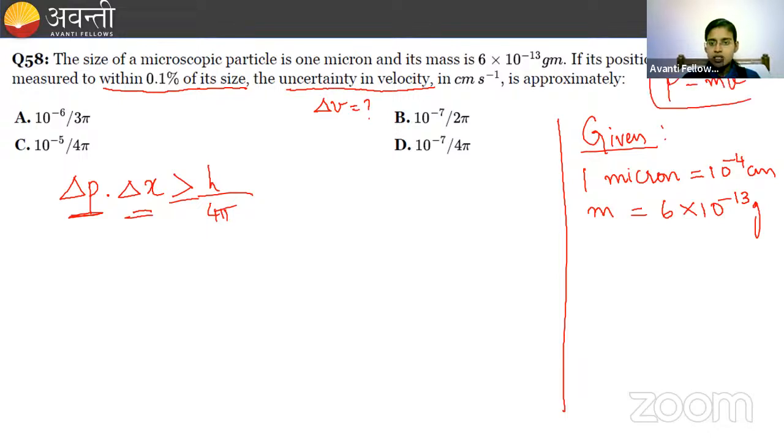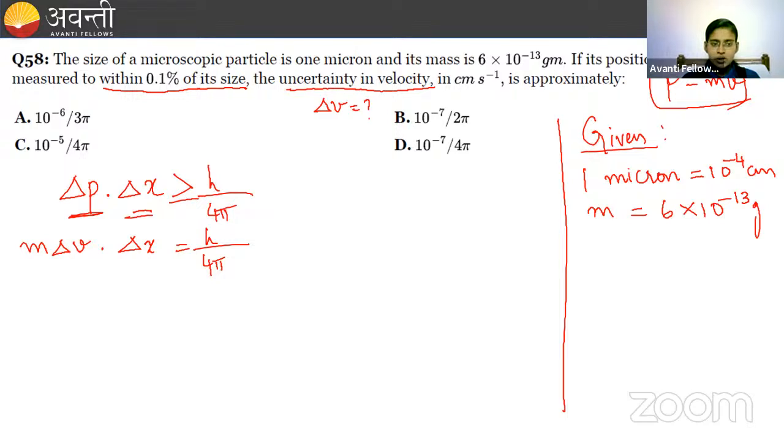Momentum is equal to mass into velocity, right? So in place of P, we can substitute m and V. m is a mass, it is constant. So m into delta V into delta X is equal to h by 4 pi. Okay, this is the formula.